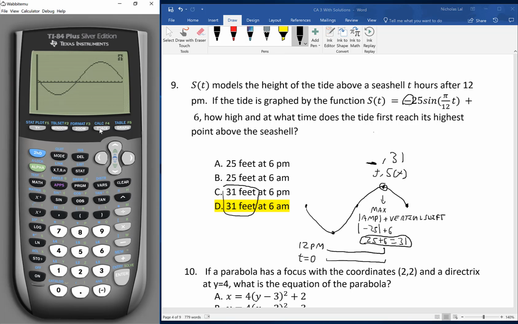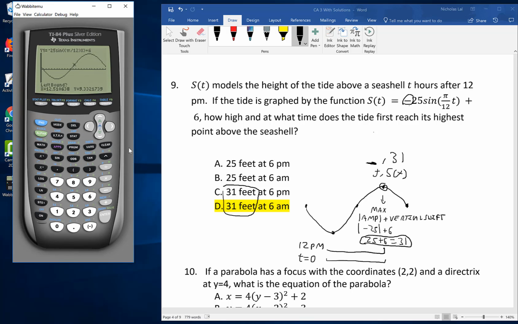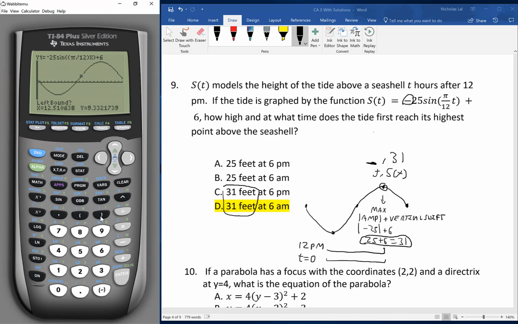So let's find the x coordinate. We go to second, calc, find our maximum value. And also, just a heads up, make sure you are in radian mode. But we find a left-bound point.